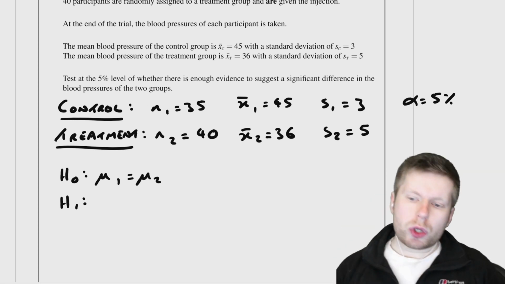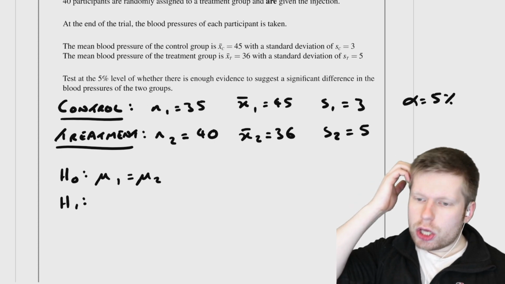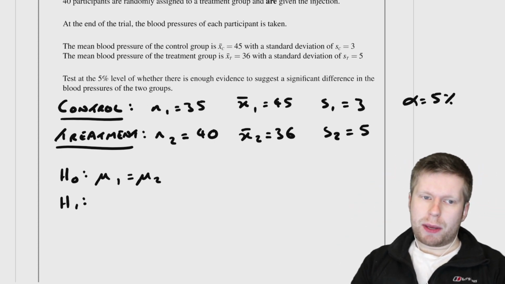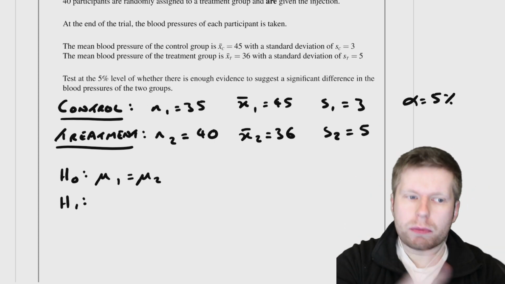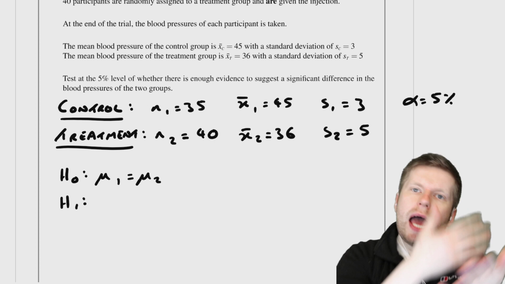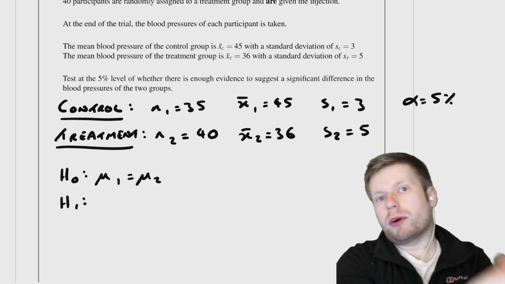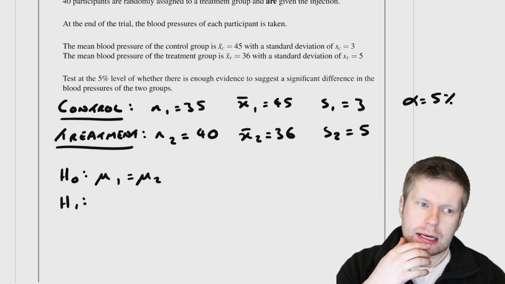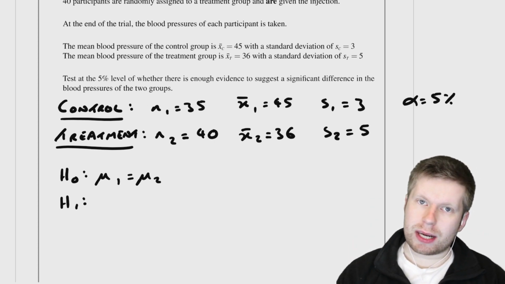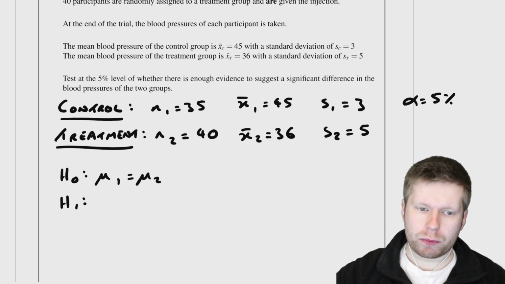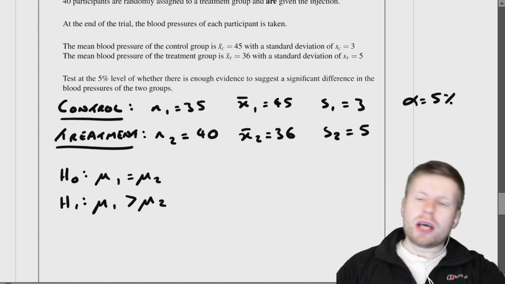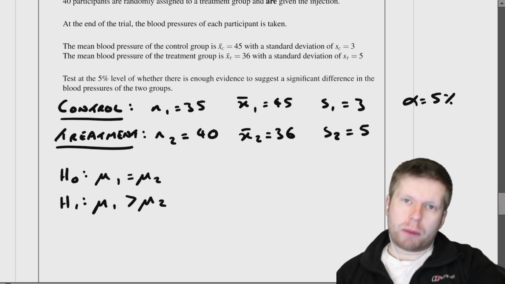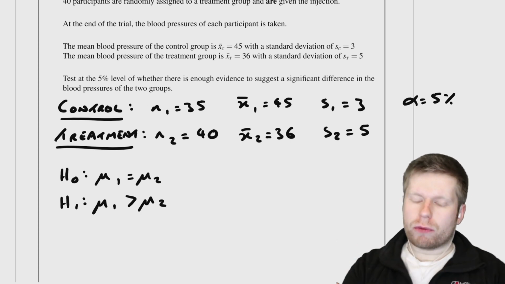Now, there's two ways that you can look at this. You can either say that the people in the treatment group have a lower blood pressure than the people in the control group. Okay, the idea is you're given this medication, and the hope is that the blood pressure in the treatment group will go down. That would suggest a difference. However, it could also be that this treatment has a negative effect as well. Okay, so you could say that mu1 is greater than mu2. In other words, the people in the control group end up at the end of the trial with a blood pressure which is higher than that of the treatment group, the people that receive this treatment.